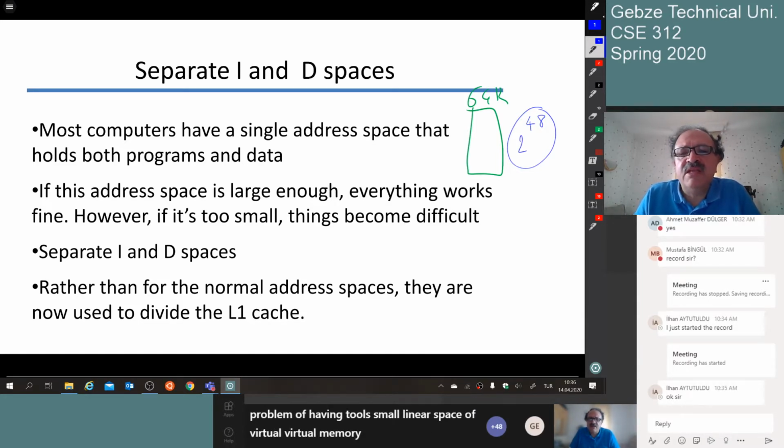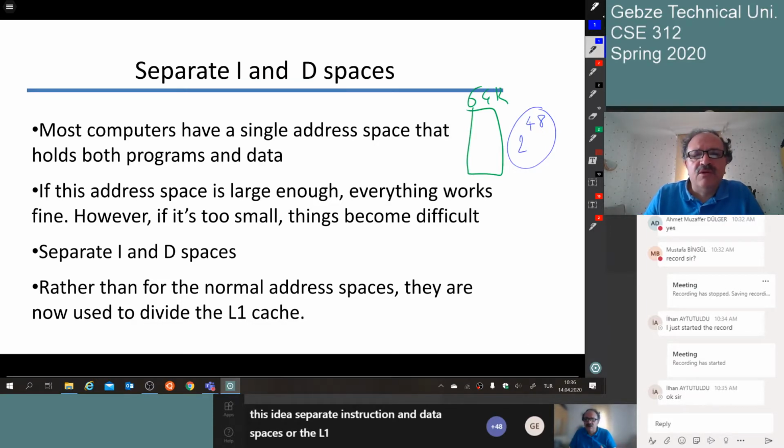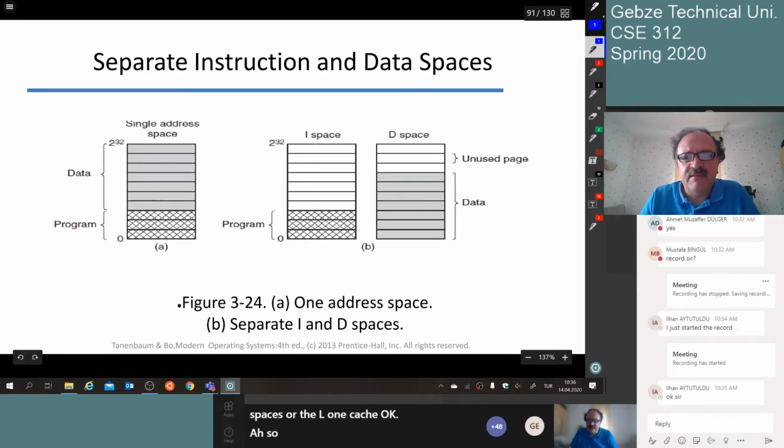But nowadays they use this idea, separate instruction and data spaces for the L1 cache. Okay. That's the idea. If we have two spaces, I and D space, then one is for the instructions, the other one is for the data. They can grow and shrink, and I can use whatever I want. Okay. Remember, this is paging.